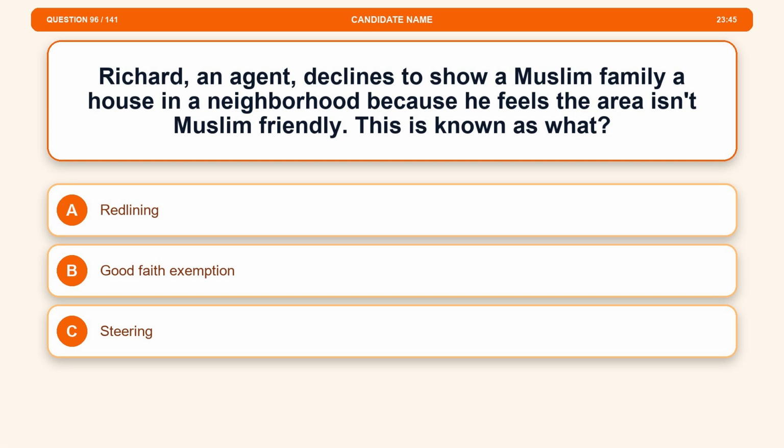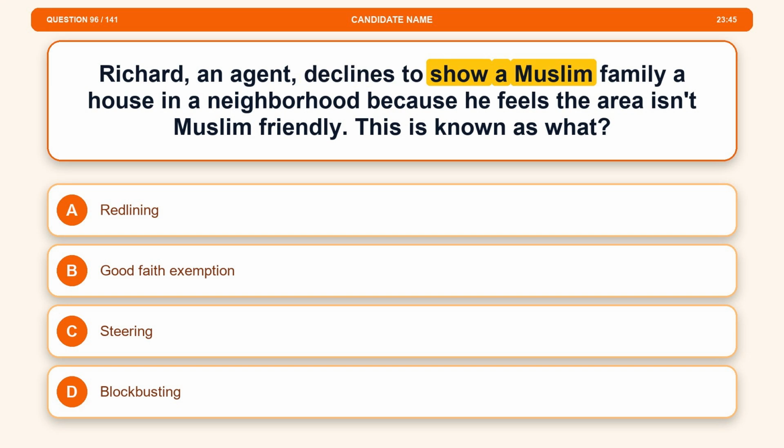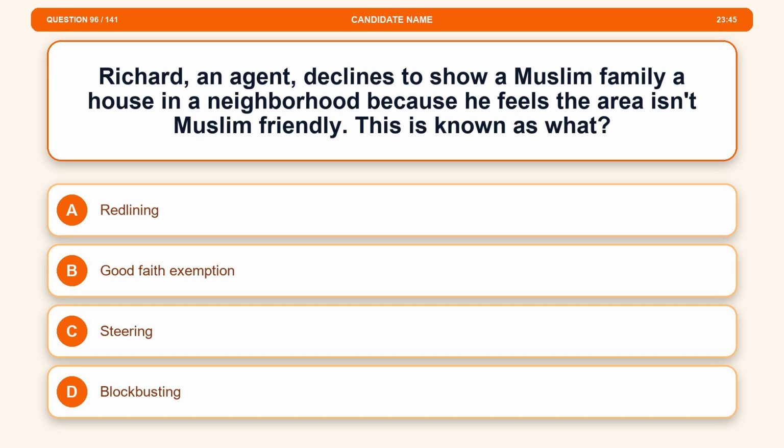Question 96. Richard, an agent, declines to show a Muslim family a house in a neighborhood because he feels the area isn't Muslim friendly. This is known as what? Option A, redlining. Option B, good faith exemption. Option C, steering. Option D, blockbusting.